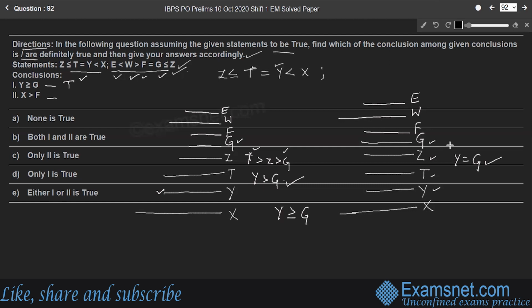Therefore, first conclusion is true, right? And the second one, X is greater than F. So look at the line X and F, right? So here X is the greatest line compared to the remaining lines, and F is smaller than G, Z and T, even smaller than Y also, and Y in turn is smaller than X, right?